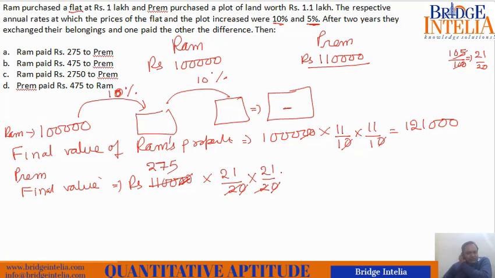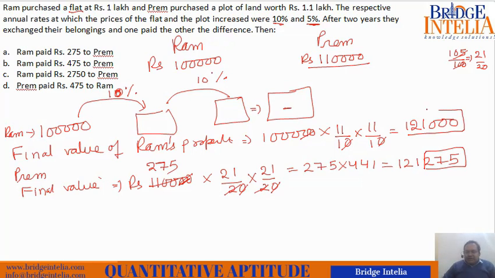So the final value is 275 into 21 into 21. So 275 into 441, and this comes out to be equal to 1,21,275. Now as per the question, they exchange their properties.